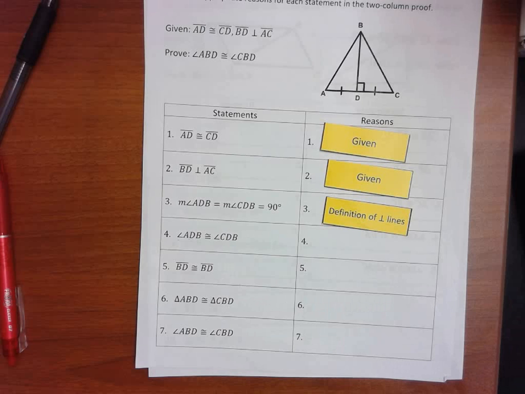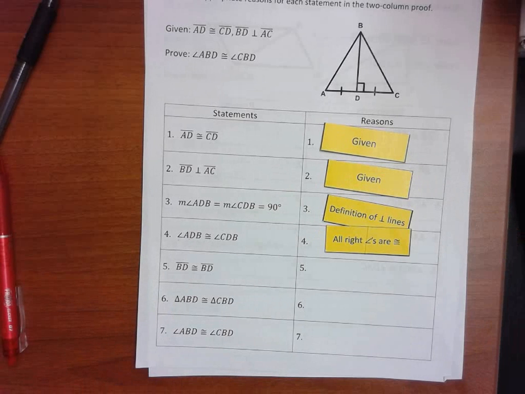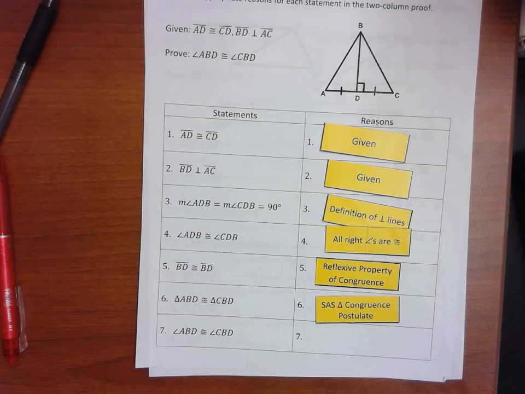Naya, number four. I put all right angles are congruent. And you would be right. Now that we have determined we have right angles, we can now say all right angles are congruent. Cameron, number five. Reflexive property. Mia, number six. Side angle side. Perfect.